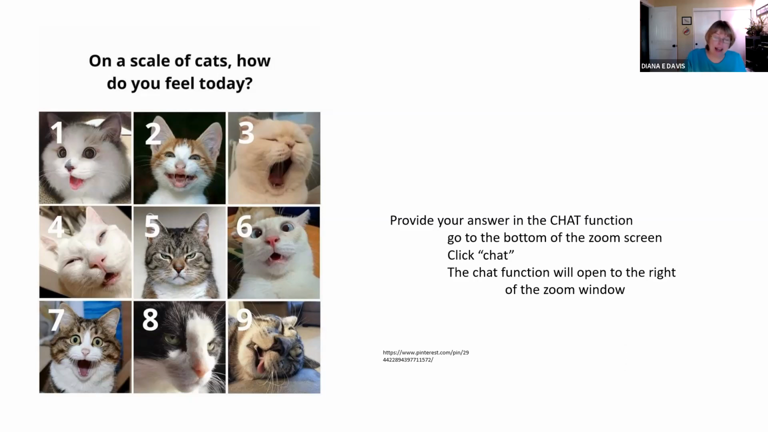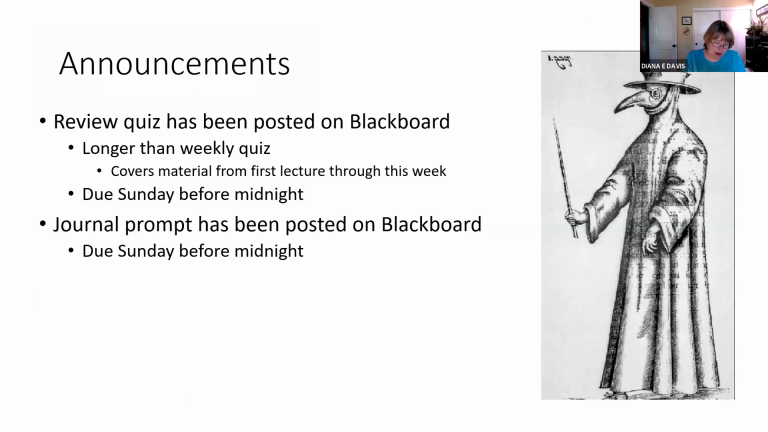We're talking today about some general information about infectious diseases. So there's a review quiz this week, which covers material from the first lecture through the end of this week. So this lecture and Thursday's lecture. And the journal prompt has already been posted on Blackboard, and it refers to some material that we're going to cover on Thursday.